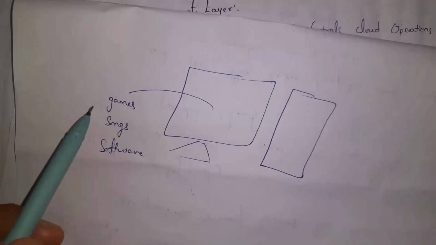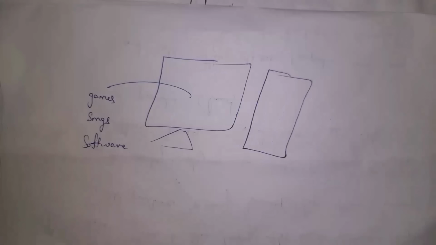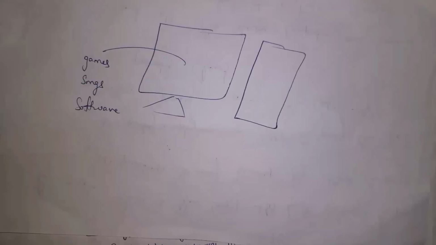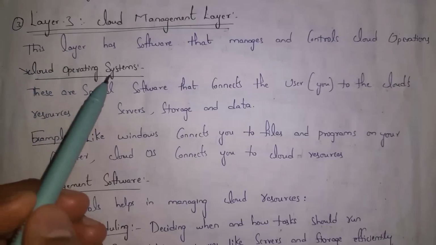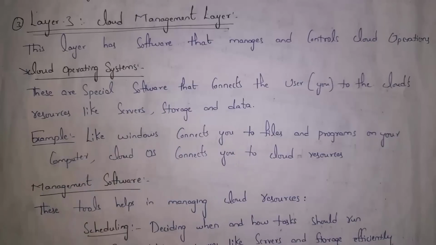Guys, if you want to play games or watch movies or use softwares, at first you need to install an operating system in your computer. In the same way, even in cloud, if you want to use cloud resources like servers, softwares, storage, etc., at first you need to install an operating system in your cloud. By using a cloud operating system, we can connect to cloud resources like server, storage, etc. Cloud operating systems are the special softwares that connect the user to the cloud resources like servers, storage and data. Same like installing the Windows operating system in our computer, even in cloud, we need to install a cloud operating system in order to use cloud resources.